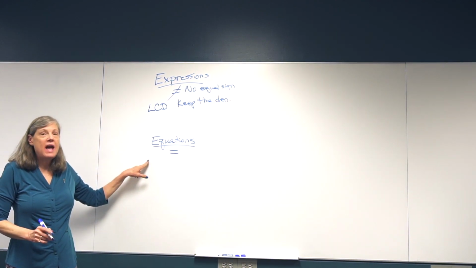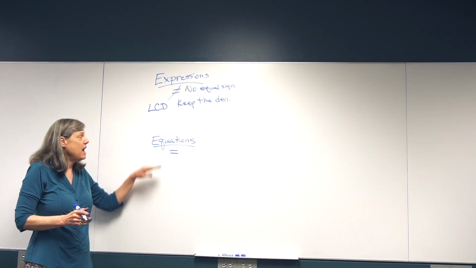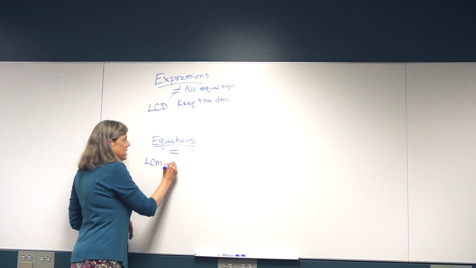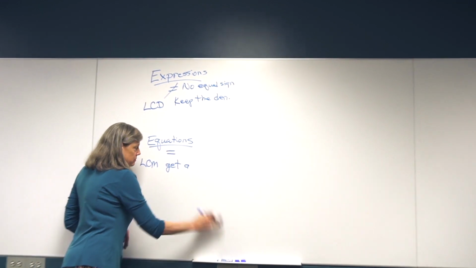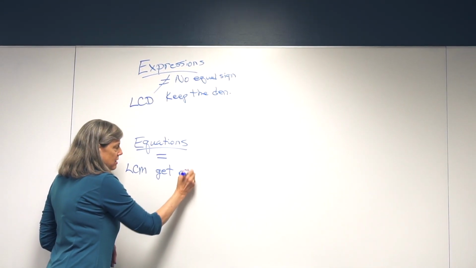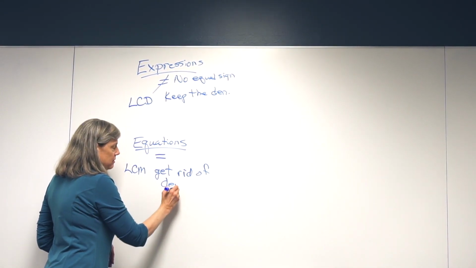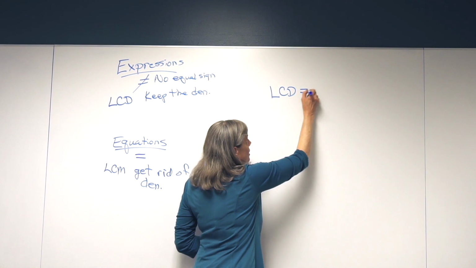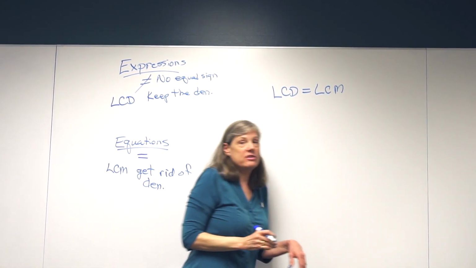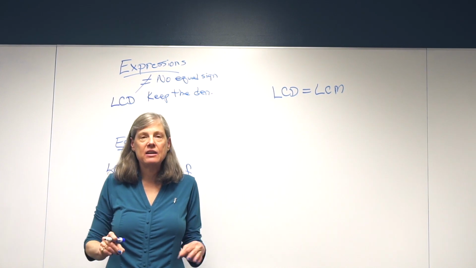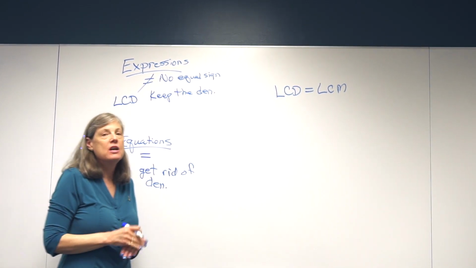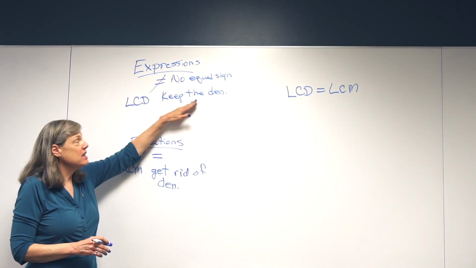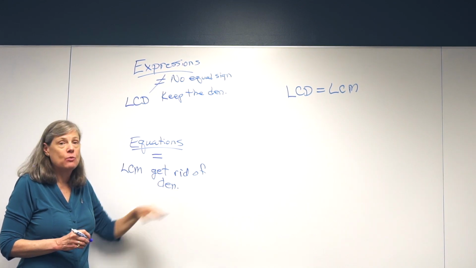If the equation has a denominator, then we want to get an LCM, and we use it to get rid of the denominator. Now, an LCD and an LCM are the exact same thing. There is absolutely no difference. The only difference is in how we use it. Whether we're using it to keep the denominator or whether we're using it to get rid of the denominator.